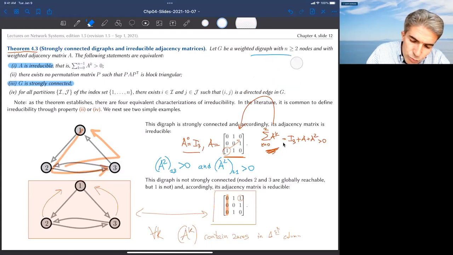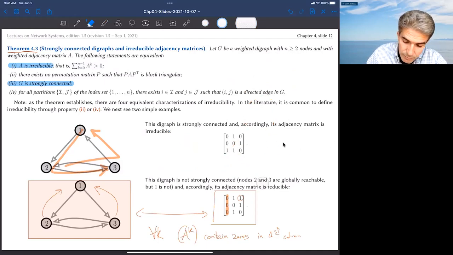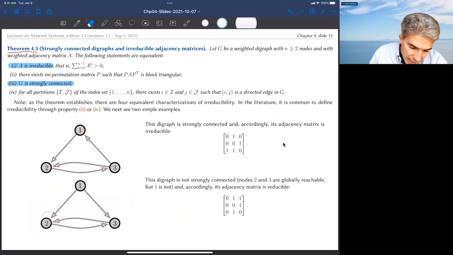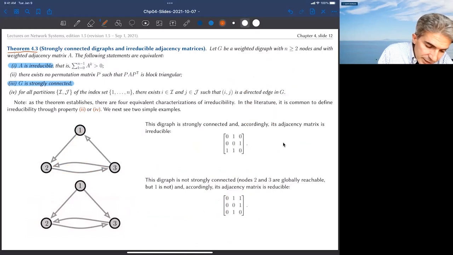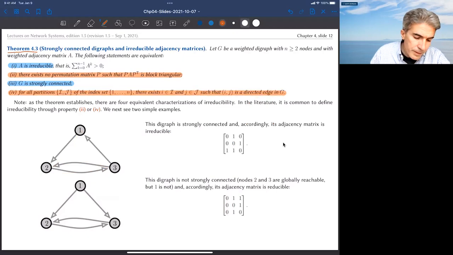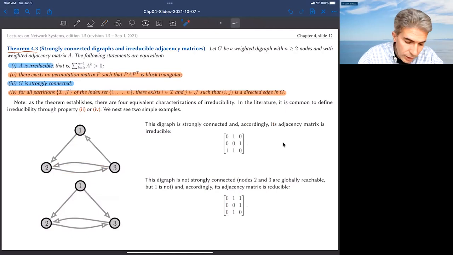Now, irreducible non-negative matrices have a wealth of properties, a very large number of interesting properties. And here I'm giving you two more properties, and in the exercises there are others. Property 2 is another matrix theoretic property. Property 4 is another graph theoretic property. Okay, so what are these other properties? These are all if and only if, so it's all equivalent.